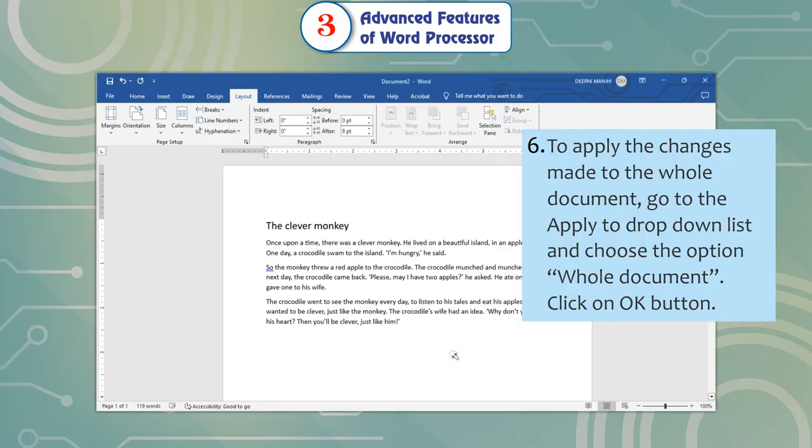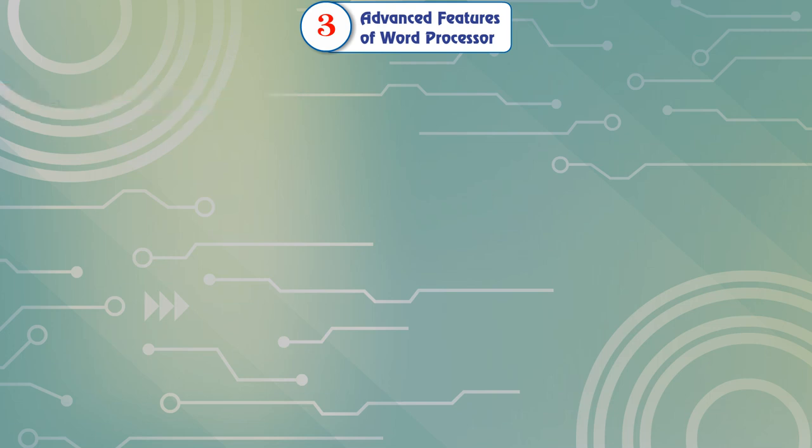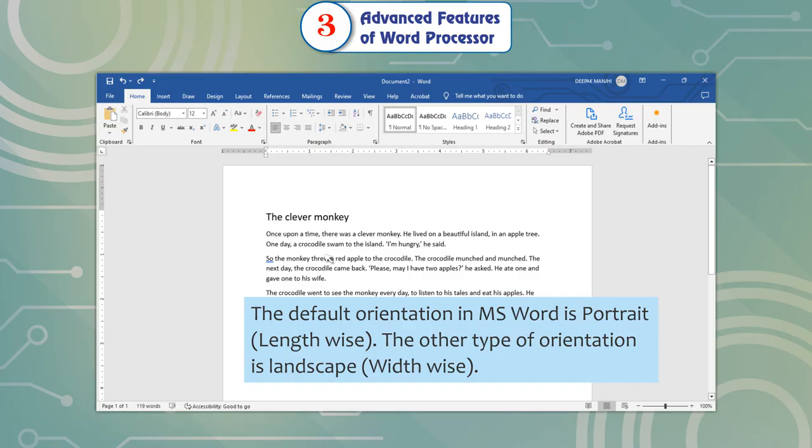Click on OK button. Setting paper orientation. In MS Word, the term paper orientation defines the direction in which the text is to be typed or printed. This means a user can print the text in both ways, that is lengthwise and widthwise. The default orientation in MS Word is portrait, lengthwise. The other type of orientation is landscape, widthwise.